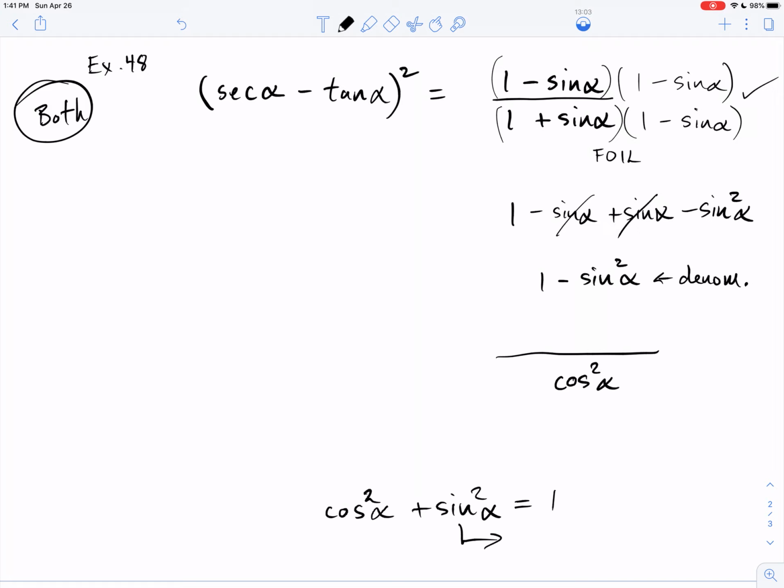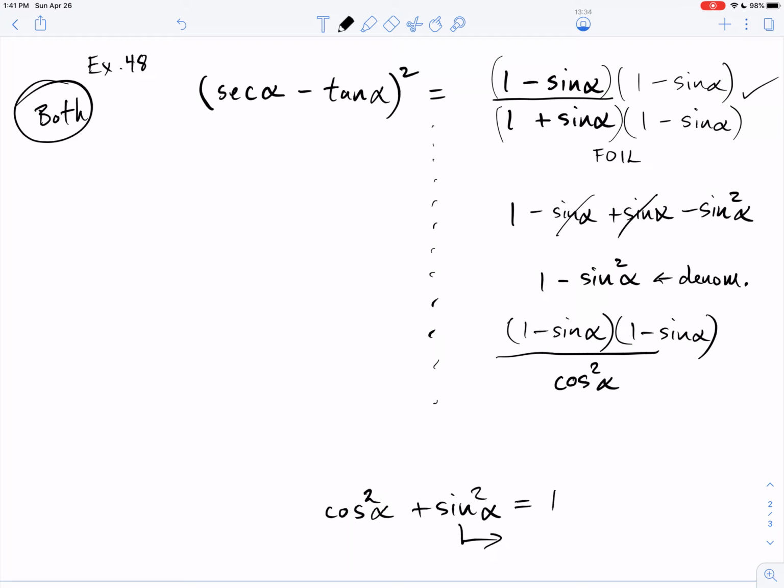Now look at the top. In the top, what do I have? I have 1 minus sine alpha times itself. That's what I have. Now, you got to learn that if you're going to work on both sides, don't try to do too much at once. I'm going to stop right there, but that's because I haven't done anything on the left-hand side yet. Let's start playing with the left-hand side.